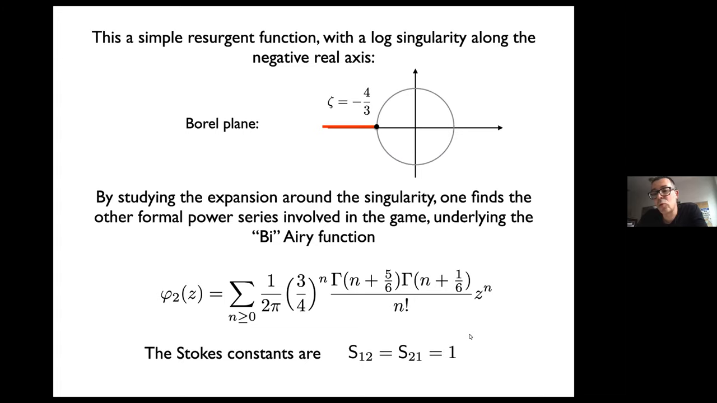And one way to see this is precisely by thinking about AD functions when you write them in integral form, and then you can see that these Stokes constants are going to be given by an integer. And this is related to the path that you write when you write the Stokes constants in terms of integral formulas.